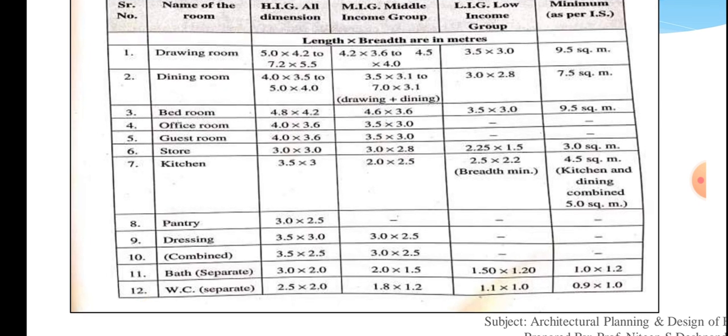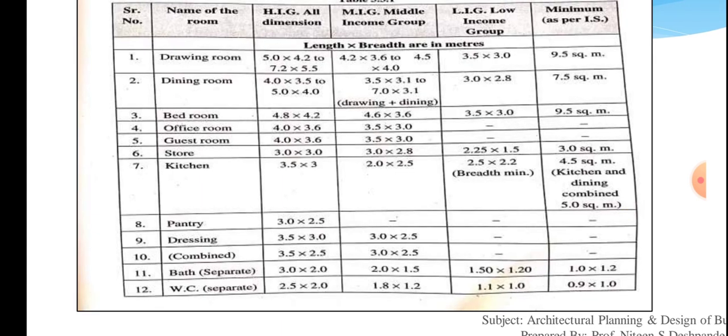For bathroom, if it is separate, the minimum size for higher income group should be 3 by 2 meters, for middle income group it should be 2 by 1.5 meters, for lower income group it should be 1.5 by 1.2 meters, and as per Indian standards the minimum size for the bathroom is 1 by 1.2 meters.